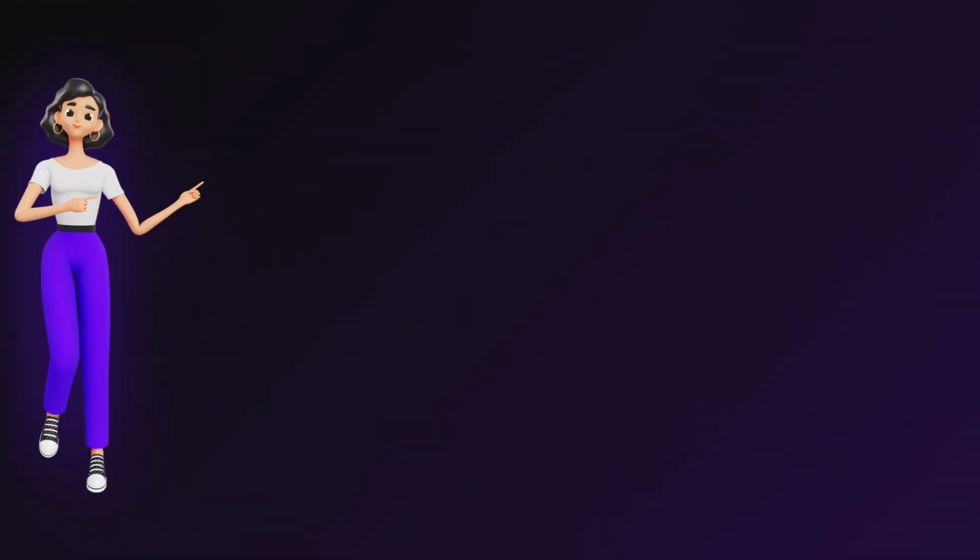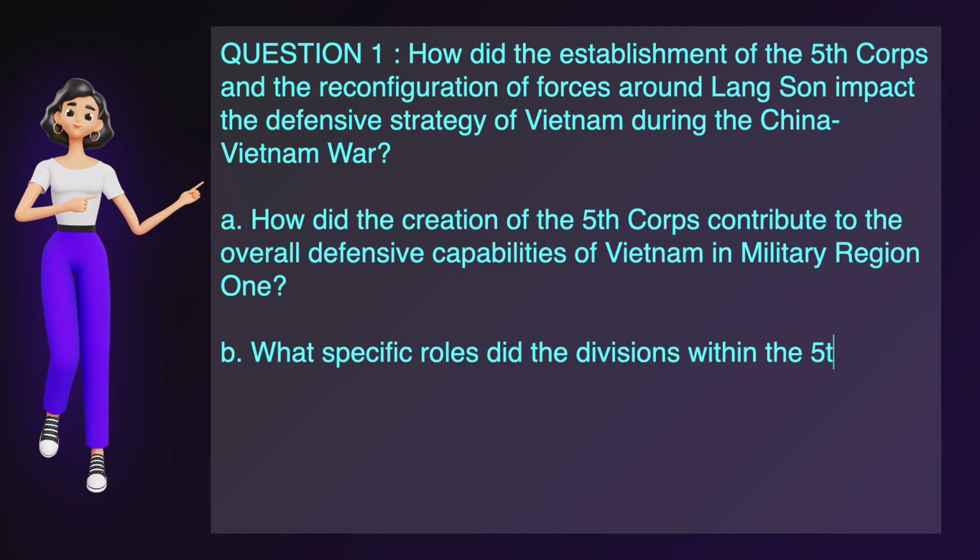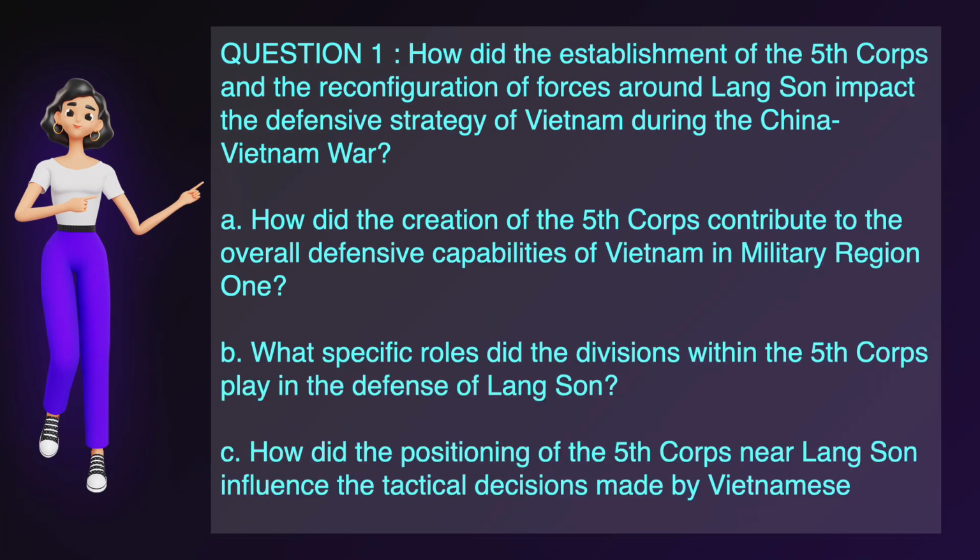Under the assessment series 19, the first question states: how did the establishment of the 5th Corps and the reconfiguration of forces around Lang Son impact the defensive strategy of Vietnam during the China-Vietnam War? Under this, the subparts are: how did the creation of the 5th Corps contribute to the overall defensive capabilities of Vietnam in Military Region 1?